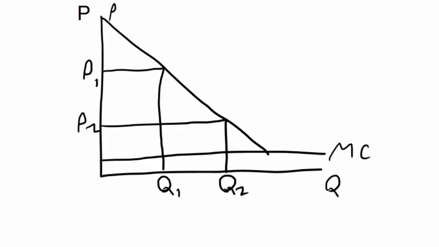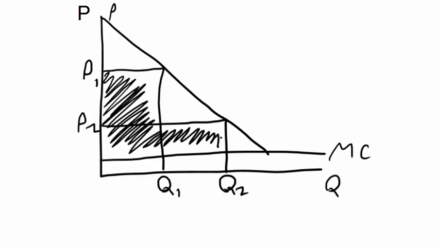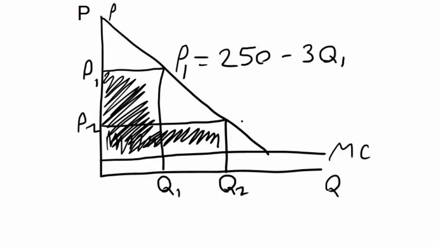And we want to figure out our profit. So if we were to visualize which region represents our profit, it would be this area that is underneath the blocks. So we could find this area and then we would find our profit as a result. But we would need to make sure not to double count this area. And we could also represent P1 and P2 using our original price function. So we would have P1 equals 250 minus 3Q1, and we would have P2 equal 250 minus 3Q2.